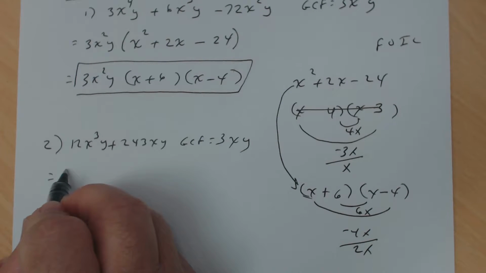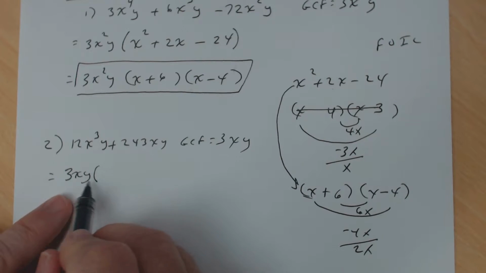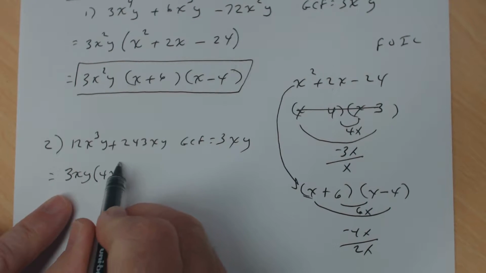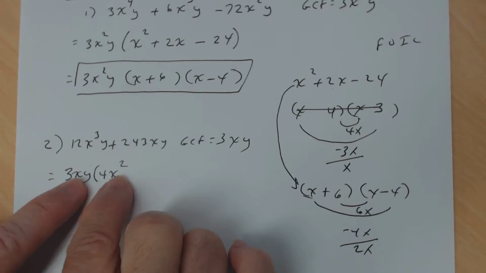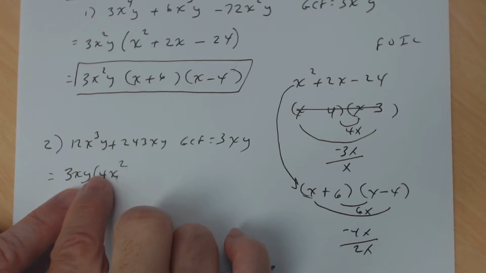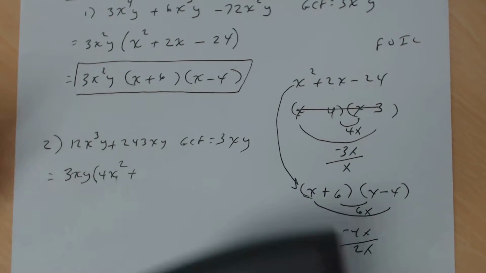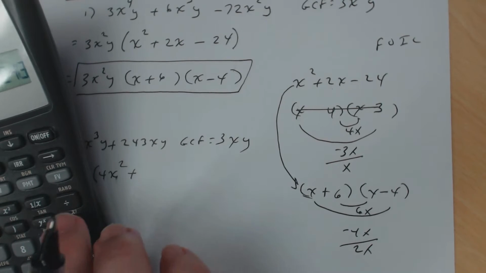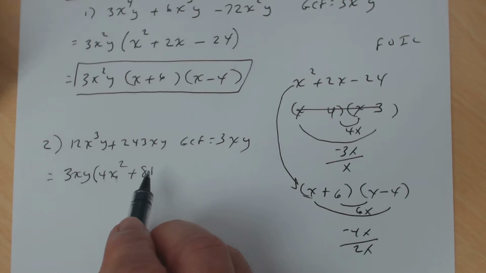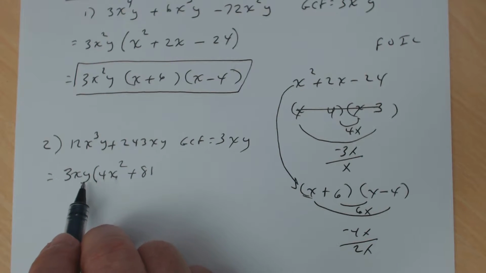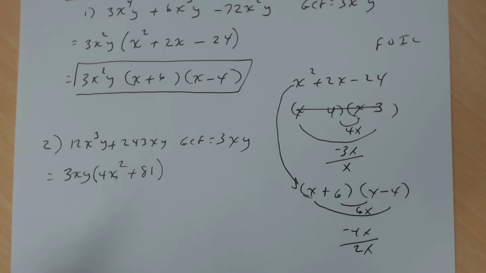I'm going to factor it out, and I get 3xy times 4x squared. 3x squared times 4x squared is this. 3 times 4 is 12. X times x squared is x cubed, and I have this y that I took out. Plus, and then 243 divided by 3, you get 81. Plus 81. And I already took out the x and the y. So 3xy times 81 is 243xy. All right, so that's where I'm at.